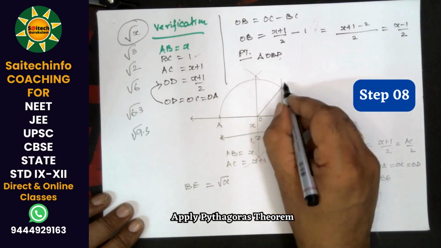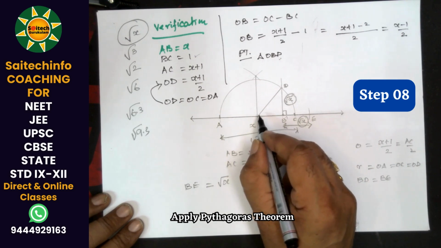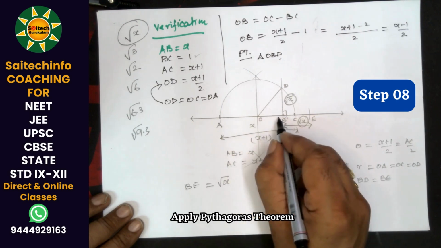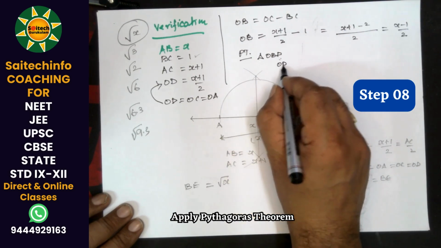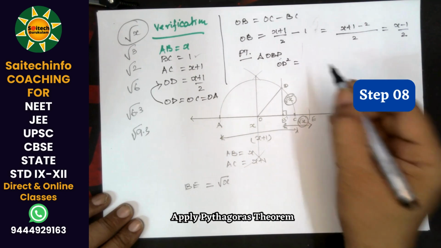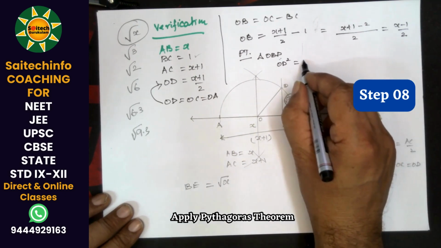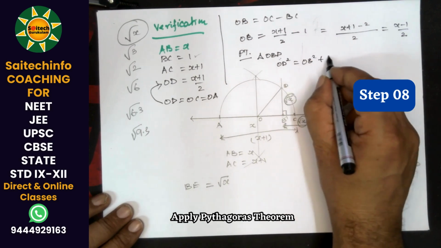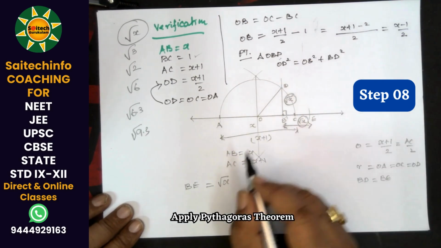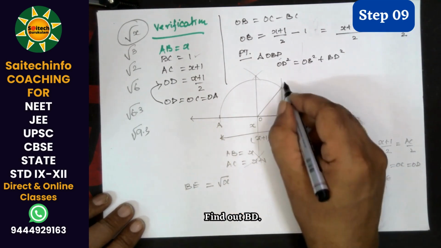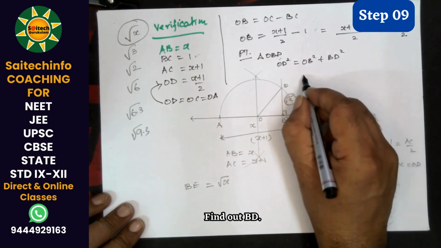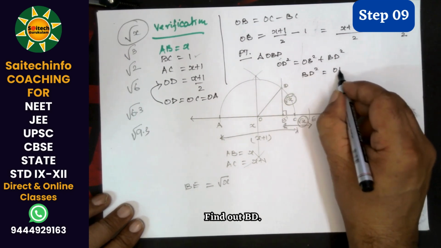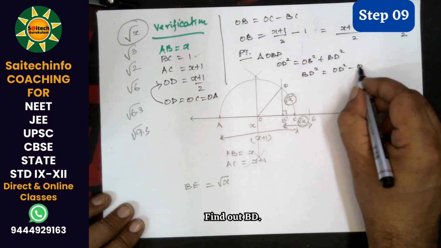So what is OD? Hypotenuse. According to the Pythagoras theorem, hypotenuse squared is equal to opposite squared plus adjacent squared. Therefore, OD squared is equal to BD squared plus OB squared, or OB squared plus BD squared. Now we are interested to find out BD. Therefore, BD squared is equal to OD squared minus OB squared.